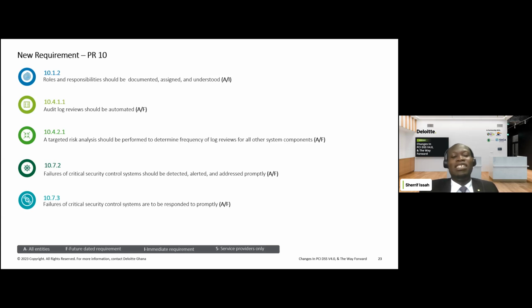And I bet you these devices fail. So we move on to 10.7.3, which says that failures of such critical security control systems are to be responded to promptly. So once it comes to notice that such systems have failed, there's the need to respond to them on time. In fact, the standard goes further to specify specific actions you need to do.